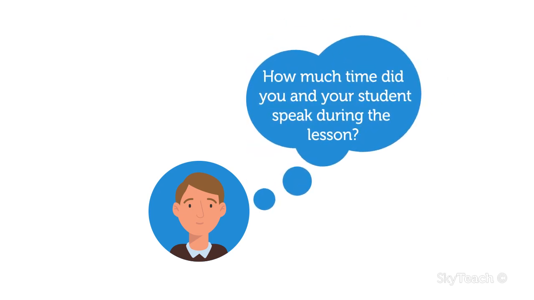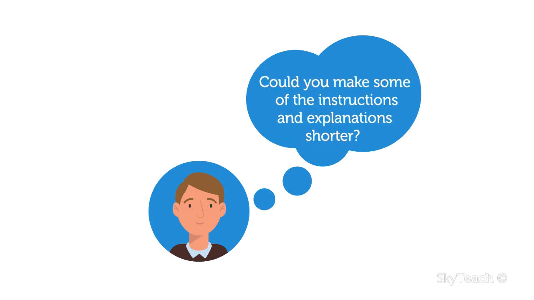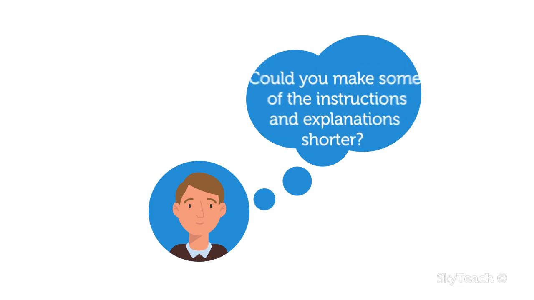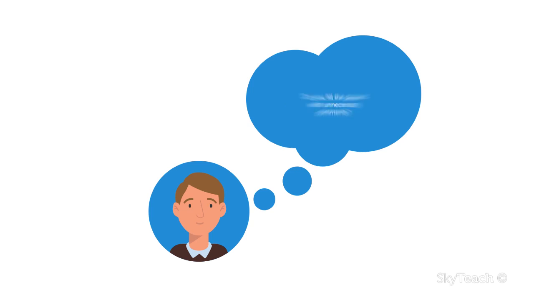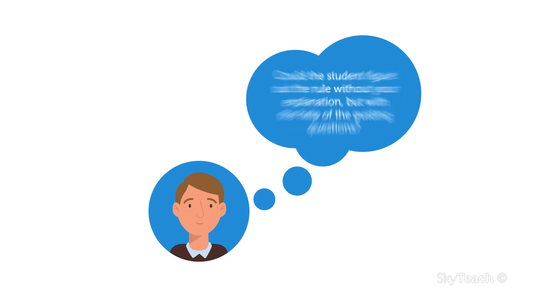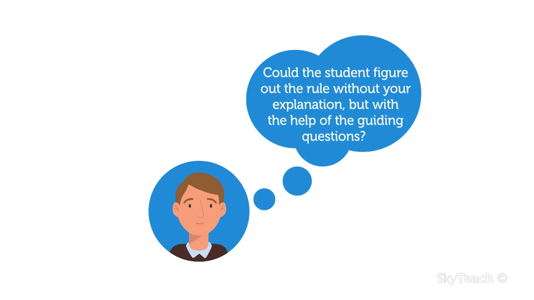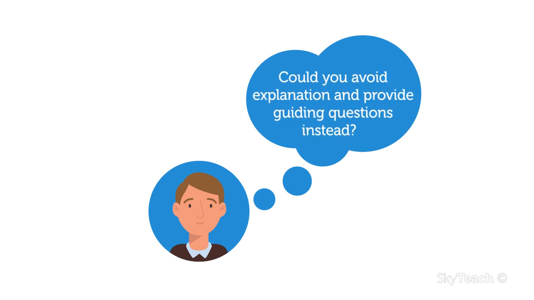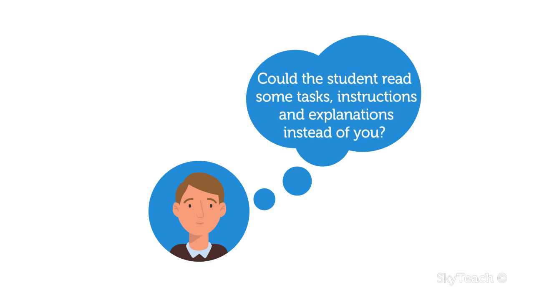How much time did you and your student speak during the lesson? Could you make some of the instructions and explanations shorter? How? Do you fill the pauses with unnecessary comments? Could the student figure out the rule without your explanation, but rather with the help of guiding questions? Could you avoid explanation and provide guiding questions instead? Could the student read some tasks, instructions and explanations instead of you?